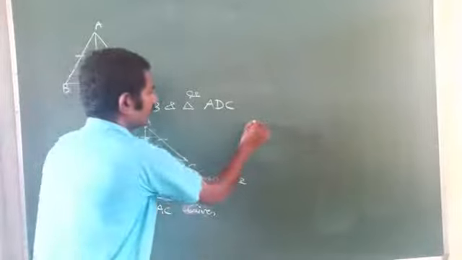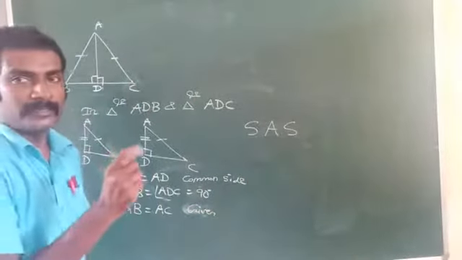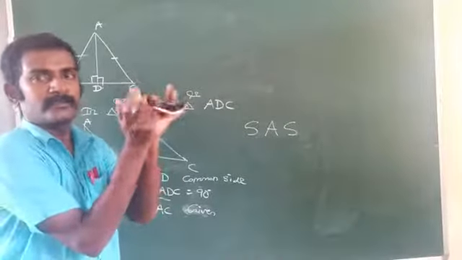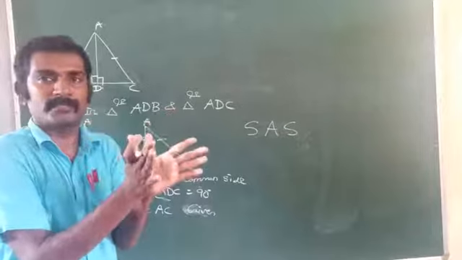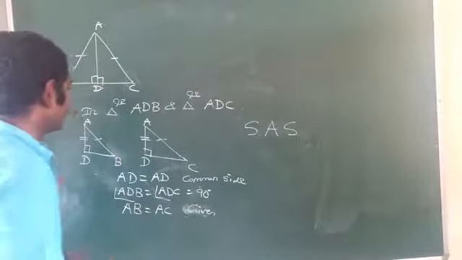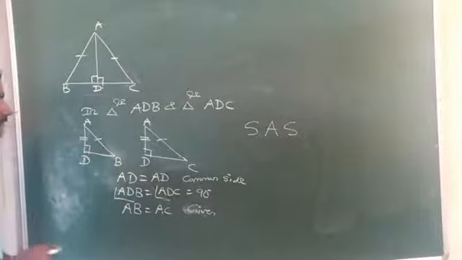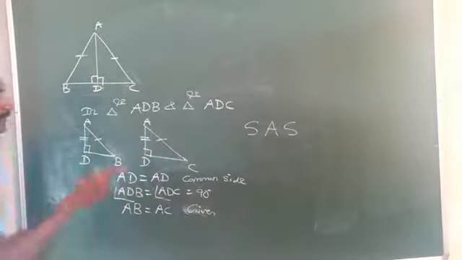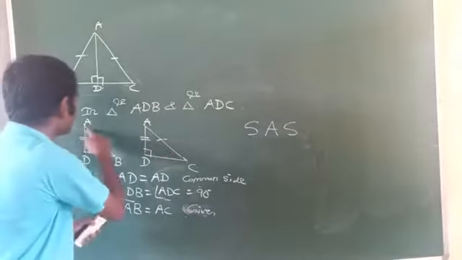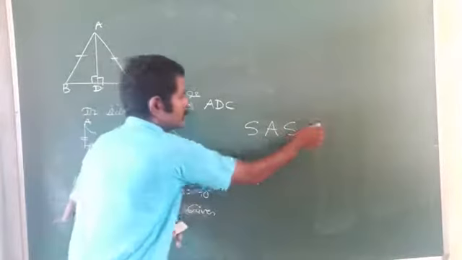And then the second one is what? SAS. What is meant by SAS? If one angle is included between the two sides, then it will come under SAS. But here, this angle is not included between the two sides. If suppose angle DAB equal to angle DAC, then you can say SAS because this angle is included between these two sides. So it will not come under SAS also.